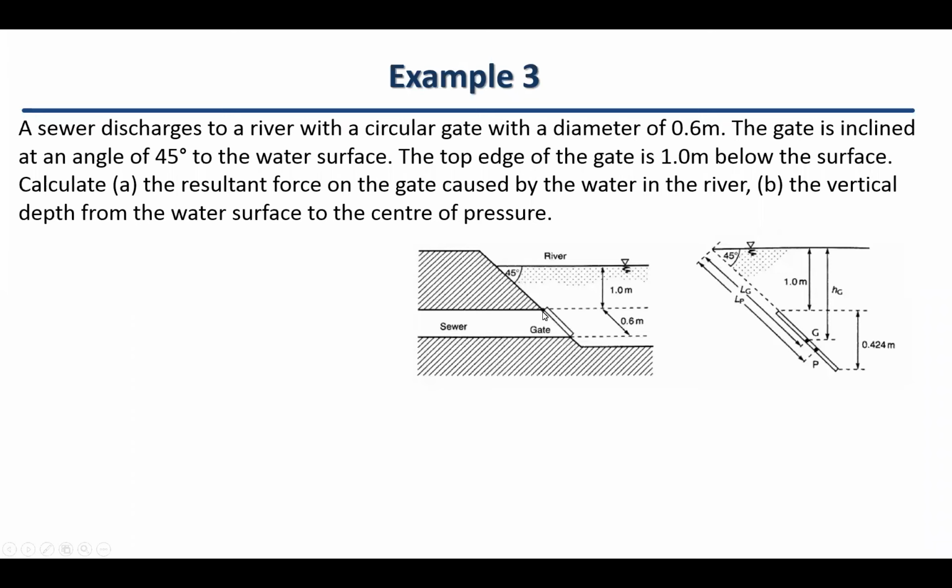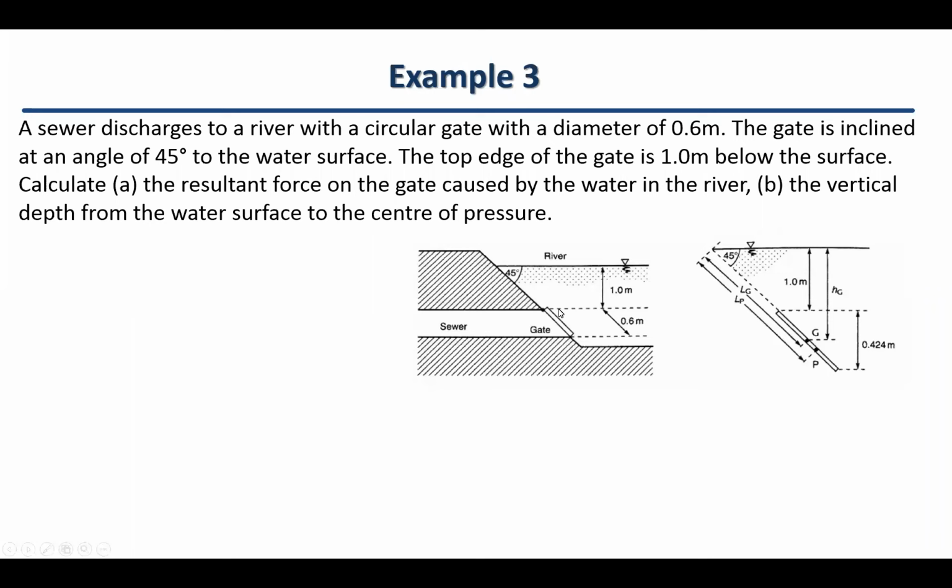The top edge of the gate is 1 meter below the water surface. We need to calculate the resultant force on the gate caused by the water in the river, which is the aggregation of the pressure distribution, and also the vertical depth from the water surface to the center of pressure.